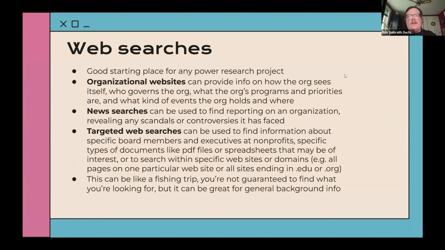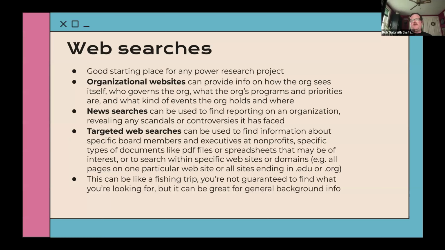But I think it's a good idea to always go over some of these things. If you're familiar and comfortable with web and news searches, you might still pick up a couple of other techniques in here. Generally, web searches are a great starting place for any power research project. In the context of a nonprofit, you'll probably find the organizational website and news searches that mention the organization. We can use search engines like Google or DuckDuckGo, whichever you feel most comfortable with, to do more targeted searches for information within specific websites or specific top level domains.